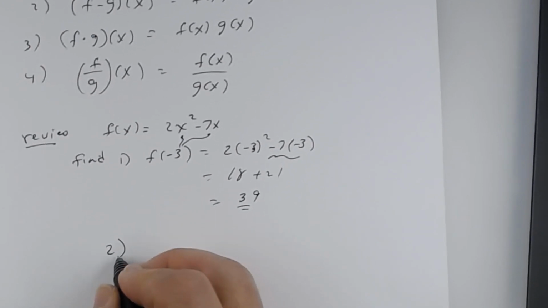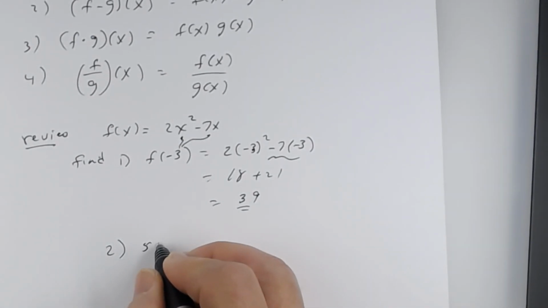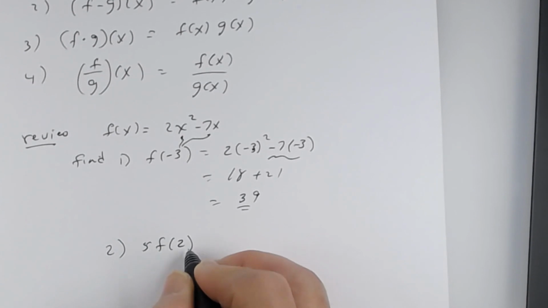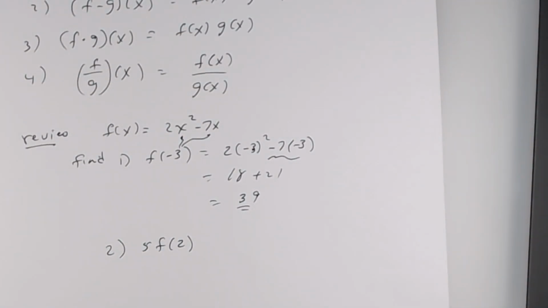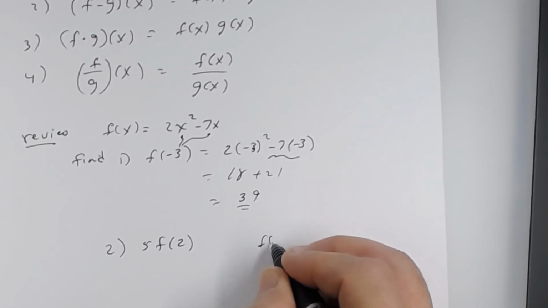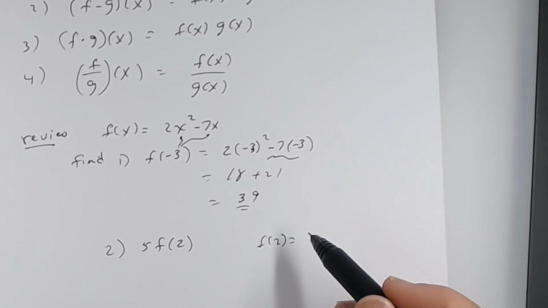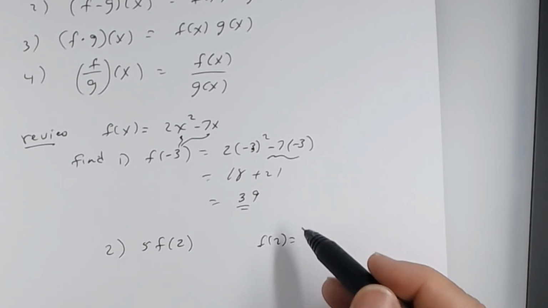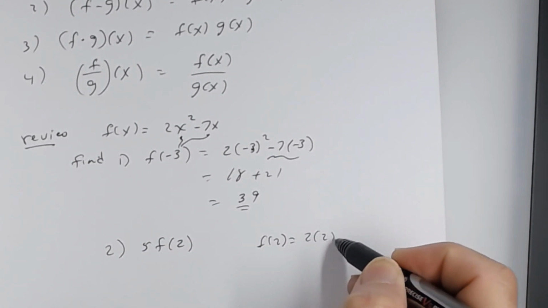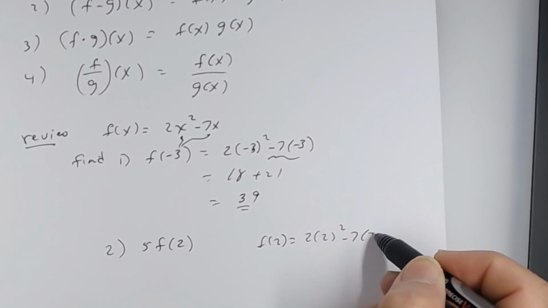Number 2. Suppose I want to find 5 times f of 2. That's what this says, 5 times f of 2. What do you think you have to find first? f of 2. You've got to find f of 2 first. Whatever that is, then you multiply by 5. So let's find f of 2 first. Same thing. Wherever you see the variable x, what do you plug in? 2. So 2 times 2 squared minus 7 times 2.